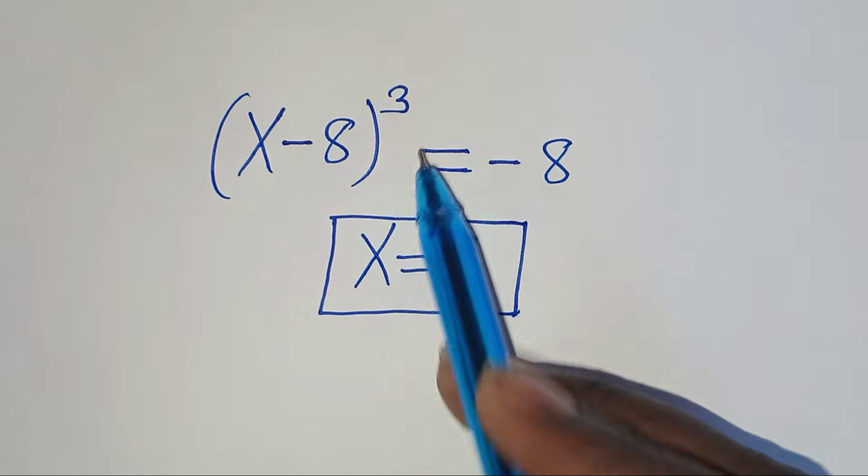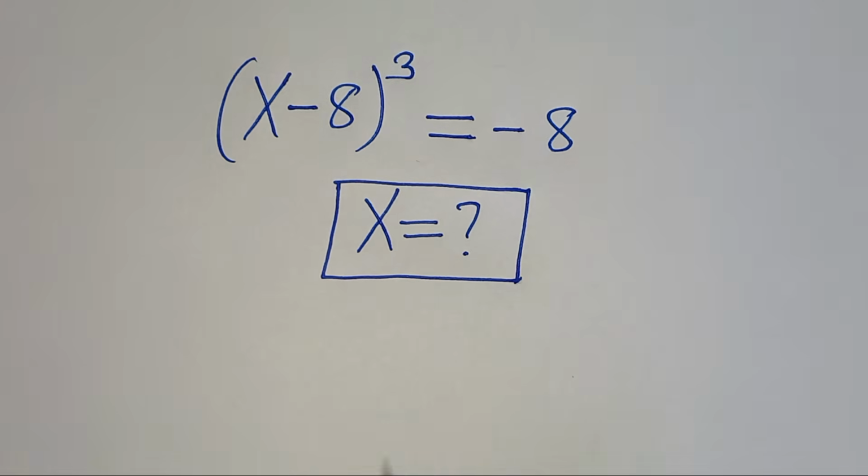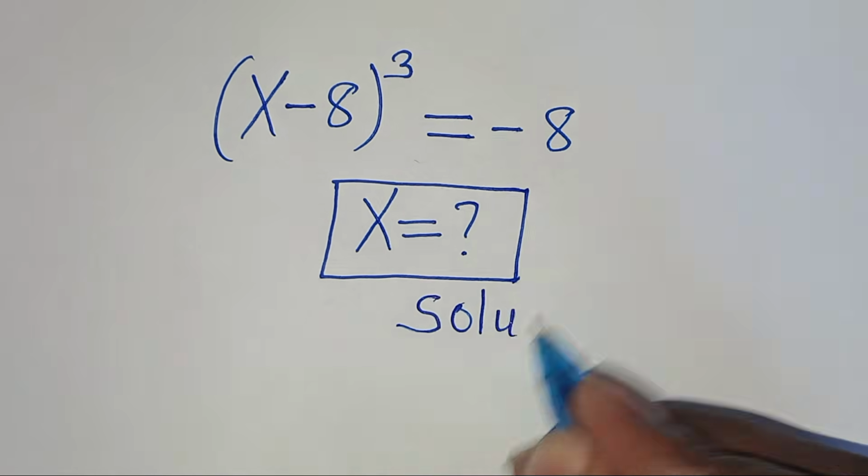(x - 8)^3 is equal to -8. So what are the values of x? Now let's provide a solution from here.